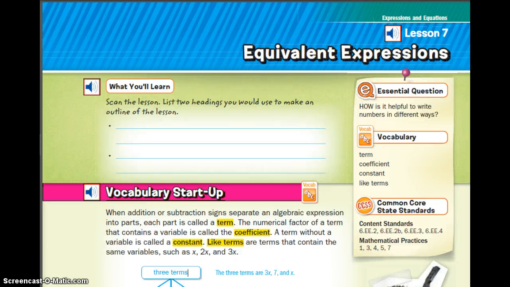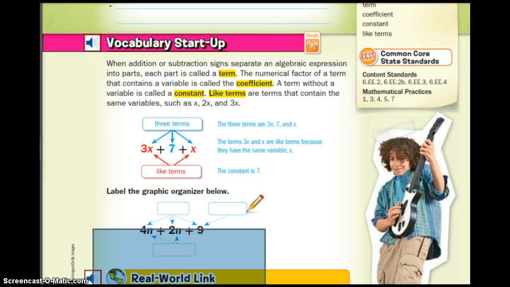On Chapter 6, Lesson 7, Equivalent Expressions. Please turn with me to page 495. Let's look at the vocabulary. Okay, so we have some very important vocabulary.